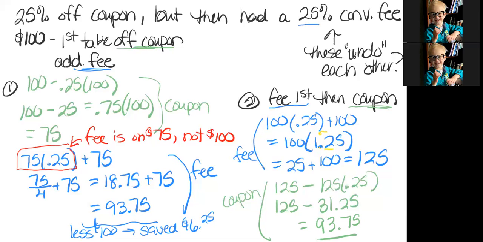Because we see our fee in this case was only $18.75, but our fee in this case was $25 whole dollars. However, our discount here was 25% of a bigger number, so our discount here was greater. So they ended up being the same in the end.